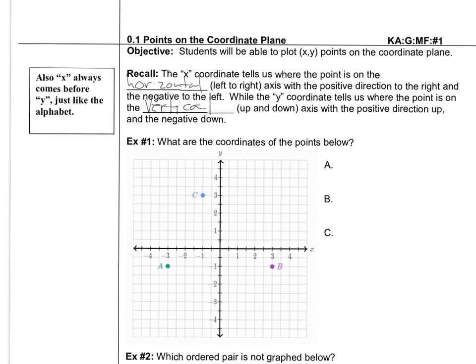Oh, one more thing is that the x always comes before the y, right? So you're always going to list the x-coordinate, comma, the y-coordinate, right? So, point A here, they're just saying, what are the coordinates of the points below?